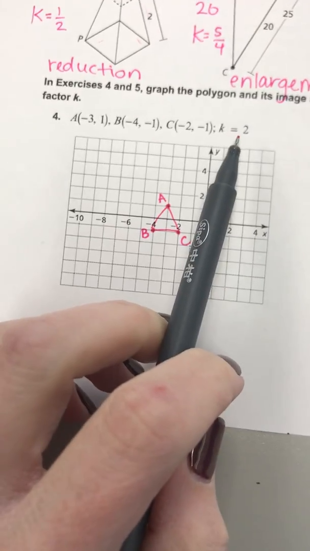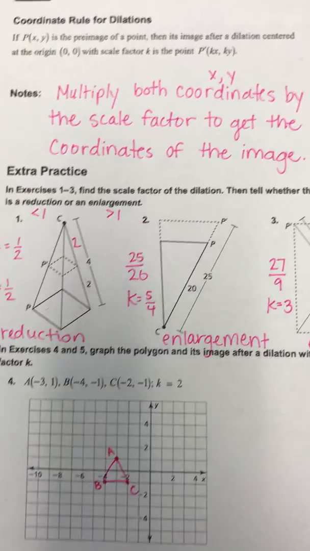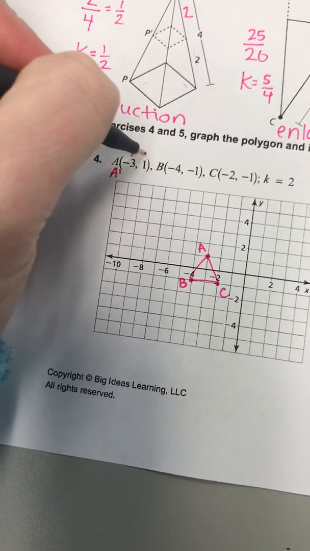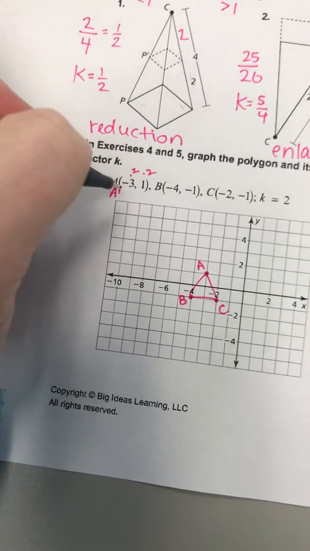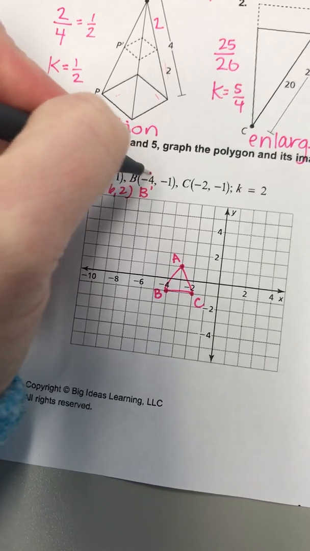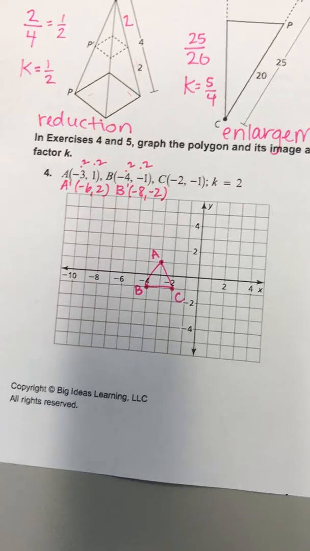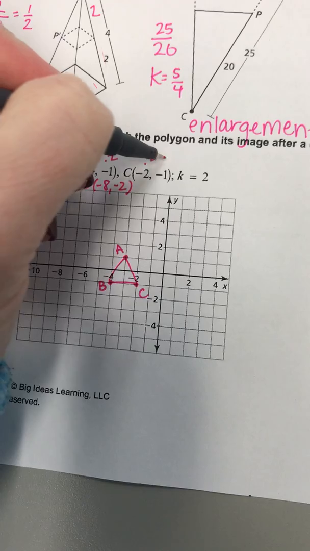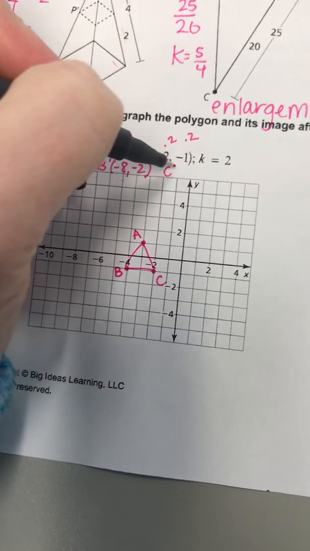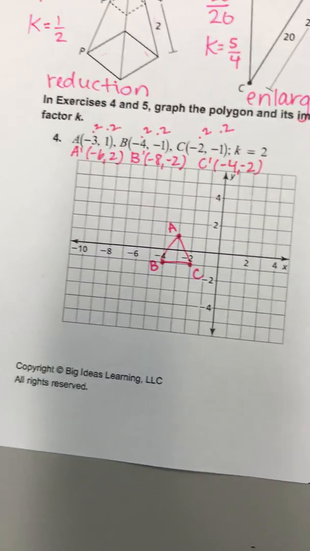So, k equals 2. So remember, we're going to multiply both coordinates by the scale factor to get the coordinates of the image. So A prime here, I'm just going to take times 2 for each of these coordinates. So I'm going to be at -6, 2. B prime, if I multiply both of these by 2, will be at -8, -2. And then if I multiply the coordinates of C by 2, C prime will be at -4, -2. I had too many -2's.